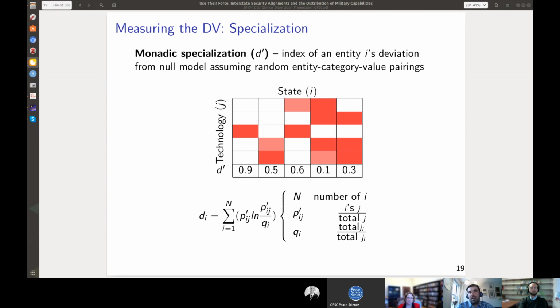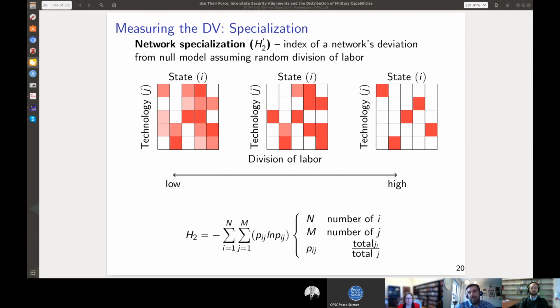That we can then weight by the overall number of states and the overall number of technologies, and get a score for each country for how specialized their military capacity is. From that, we can then look at a network or a collection of states, where if we pretend that these three squares are three different alliance configurations of 5 states, we can look at, if we put these 5 states into a single box, how specialized is that overall box?